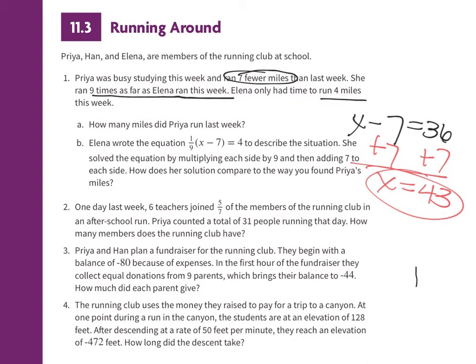Elena wrote the equation 1/9 (x minus 7) equals 4 to describe the situation. She solved the equation by multiplying by 9 and then adding 7. That's what we did, multiplied by 9 and added 7. So her solution is the same as ours.